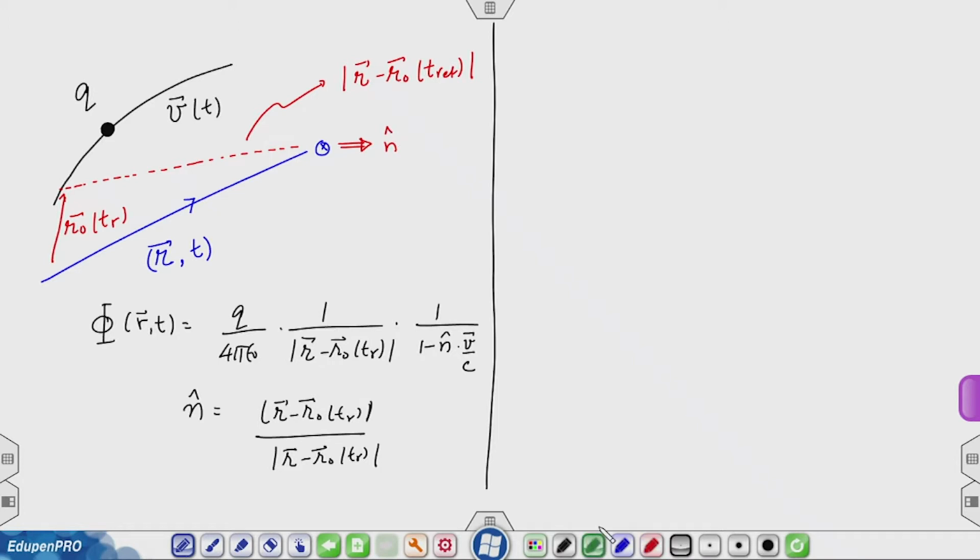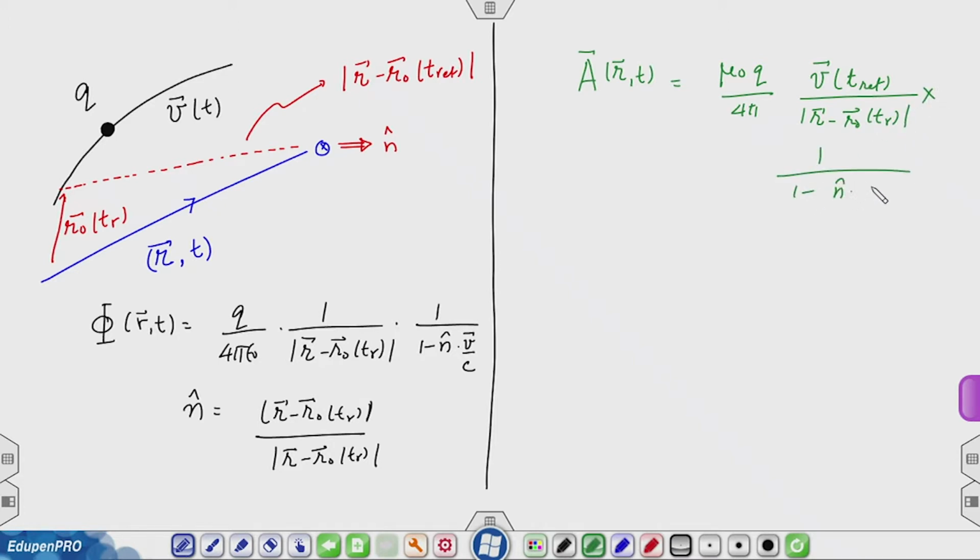Similarly, the vector potential A(r, t) is given as mu 0 q over 4 pi, v calculated at t retarded, divided by this entire thing r minus r naught at t retarded, times this factor 1 over 1 minus n dot v calculated at t retarded divided by c.